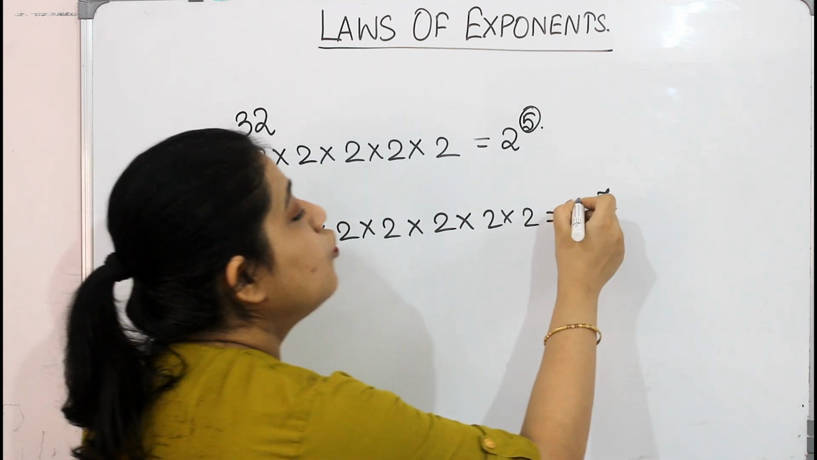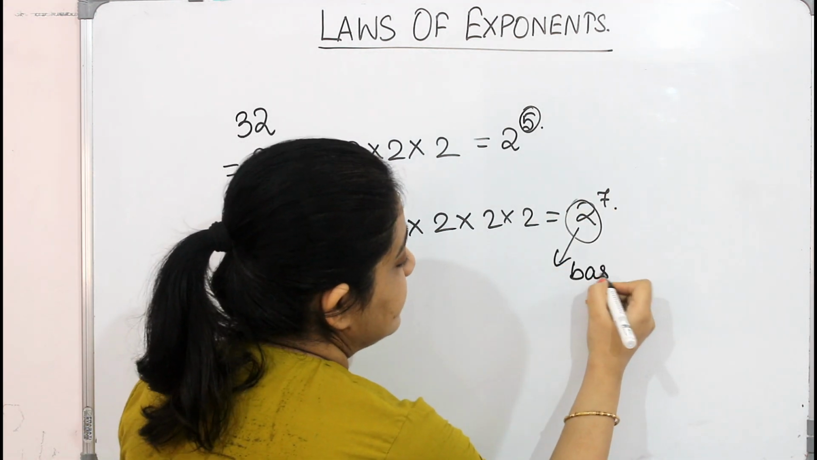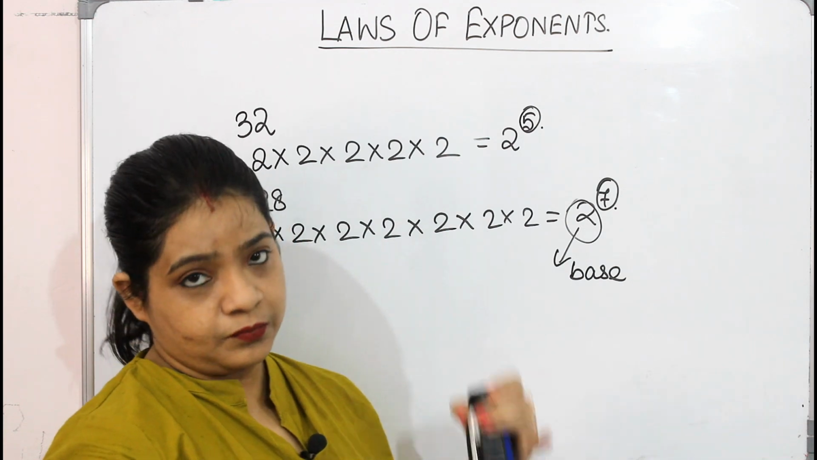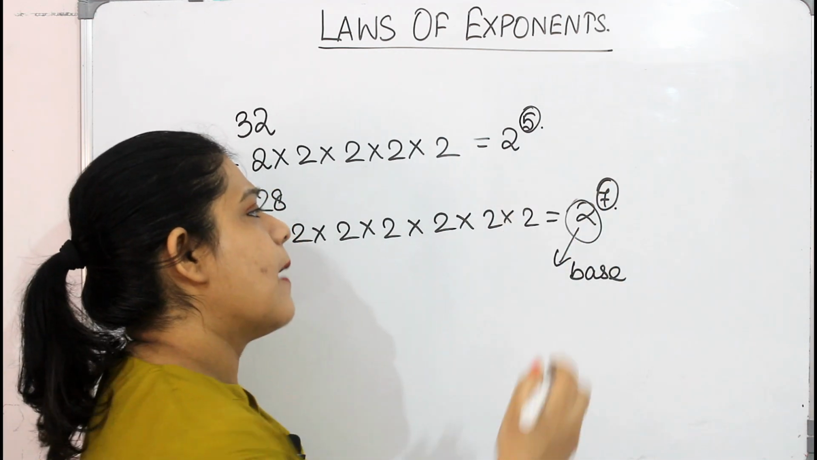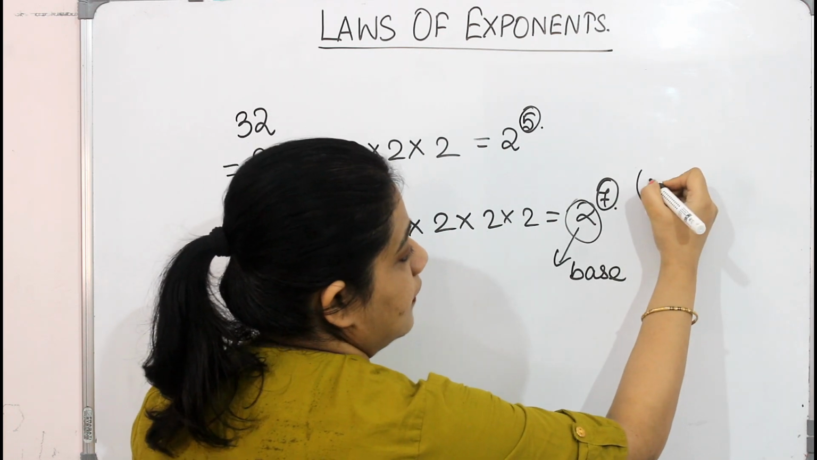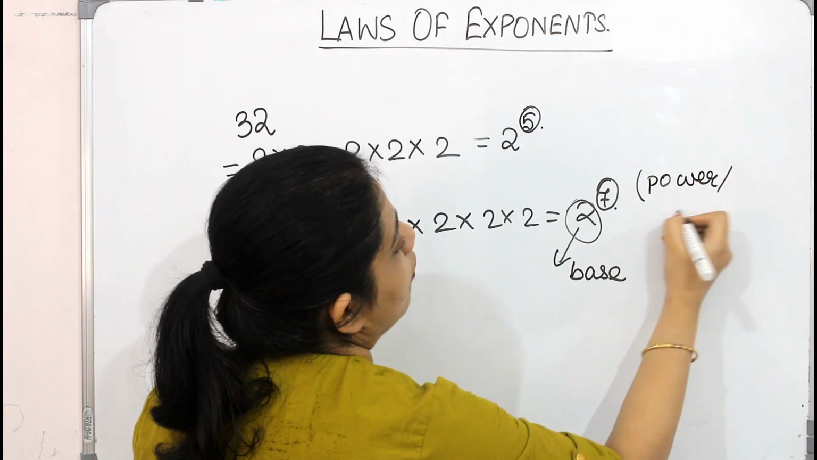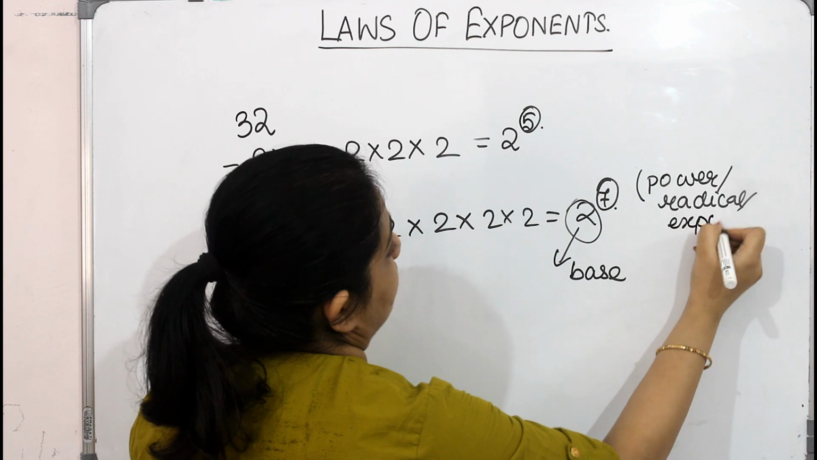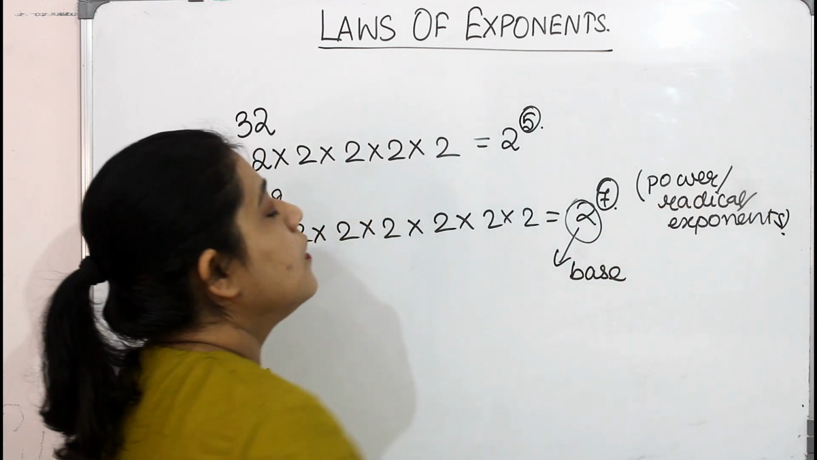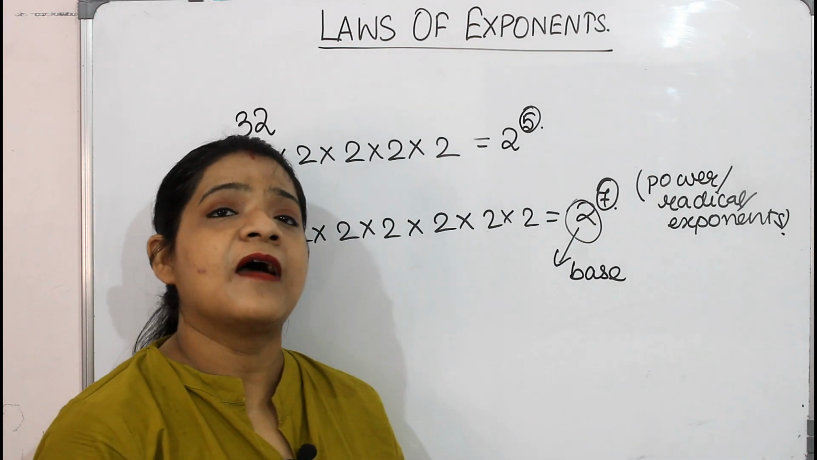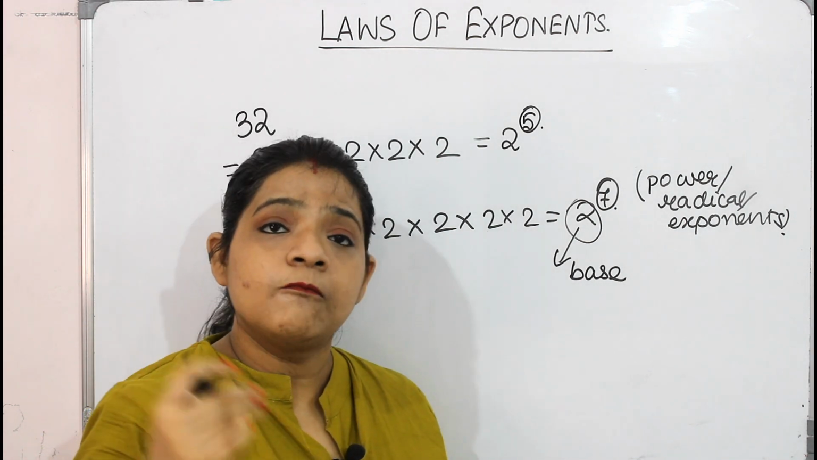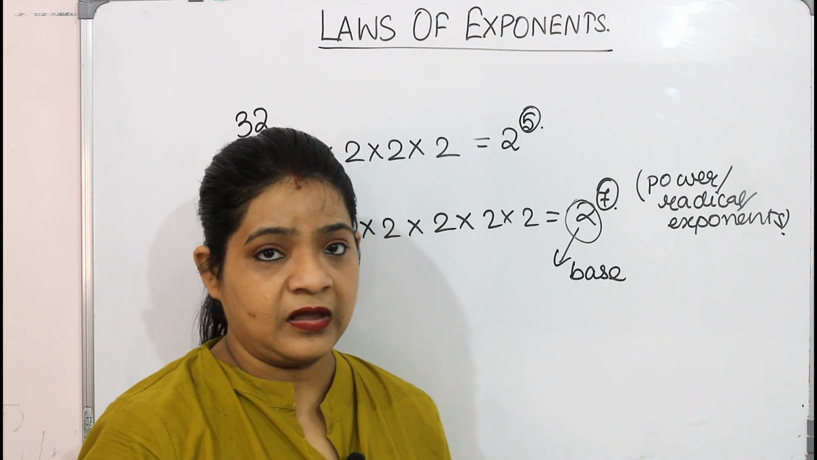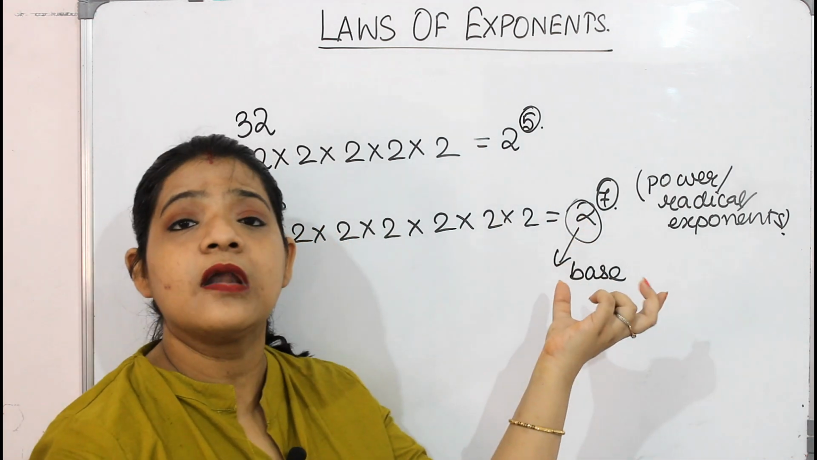Over here, 2 is called the base, and 7, the number that you write above the mathematical expression, is called the power, or we call it the radical, or the exponent. When I defined it as a symbol written to the right and above of any mathematical expression, it is not limited to numbers itself.